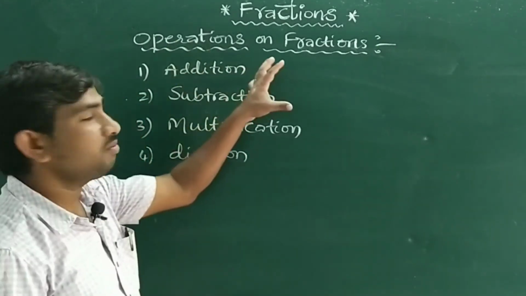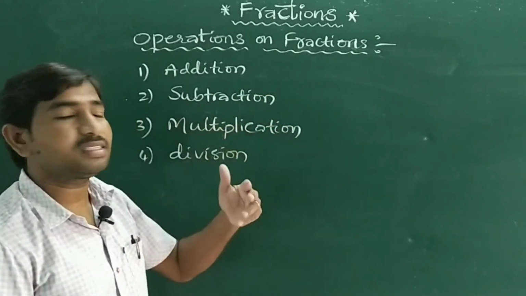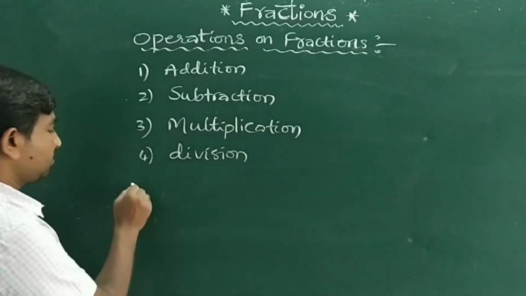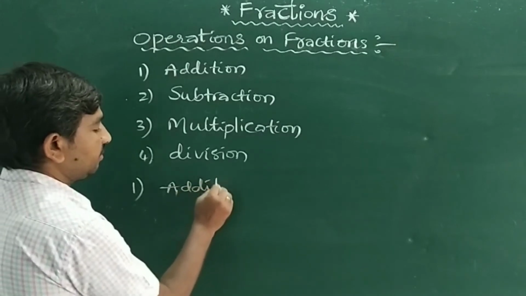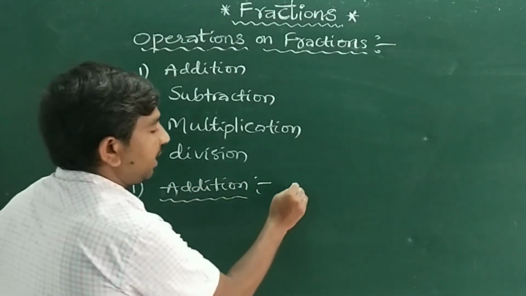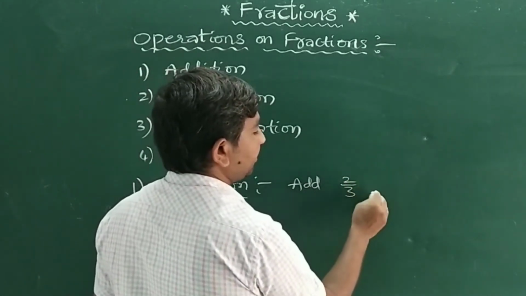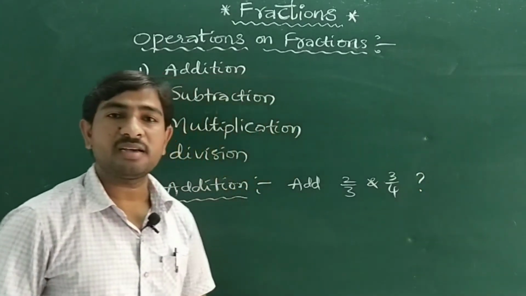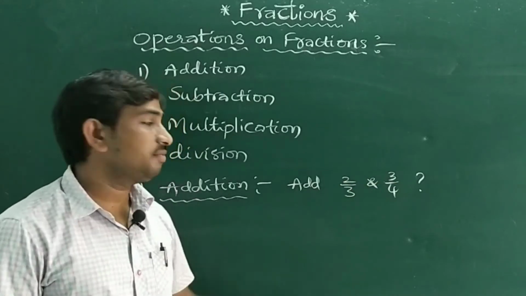Okay. So what is the first one? It is addition. So what is the process to add the fractions, right? So now see that first one is addition. So add, for example, take 2 by 3 and 3 by 4. So this is the problem to add. So add 2 by 3 and 3 by 4. How can we add this?